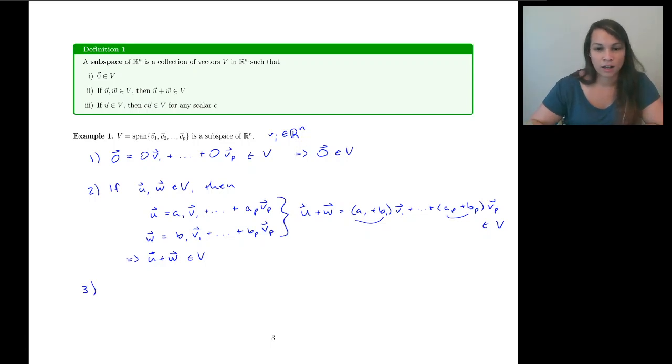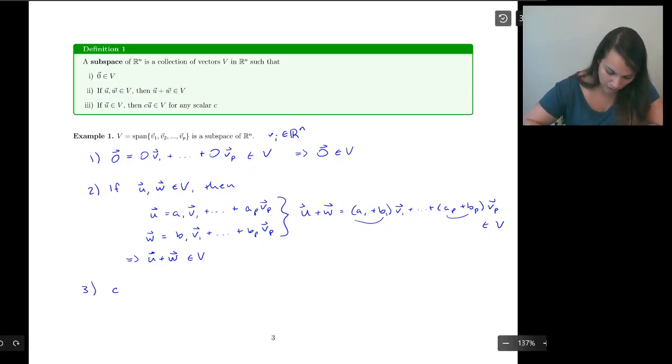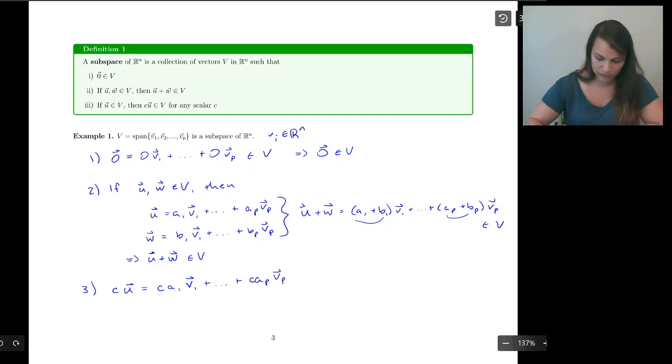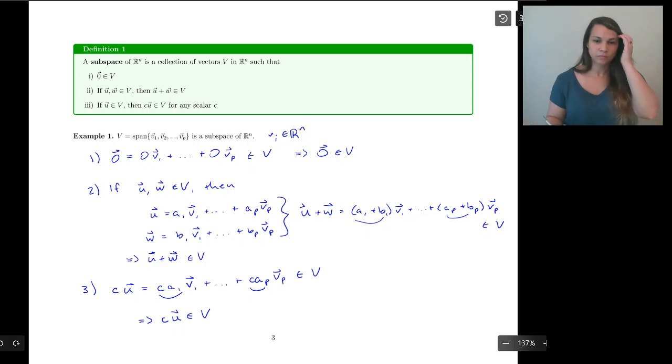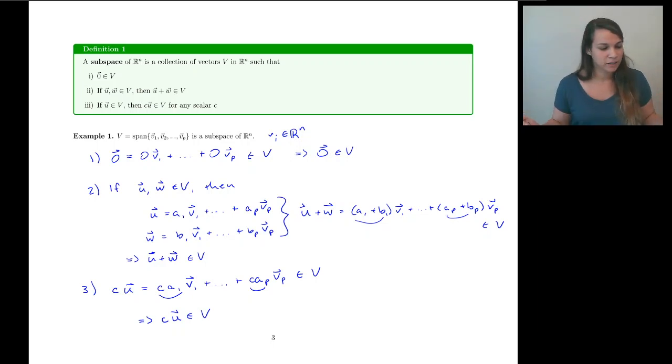Number 3, we want to be able to multiply by a scalar. So here we go. So that will be C times A1 all the way up to the pth term. Once again, constant, constant, so it's just a linear combination. Linear combinations are in the span. So then C times U will be in the span. So there we go. The span of some vectors is indeed a subspace.